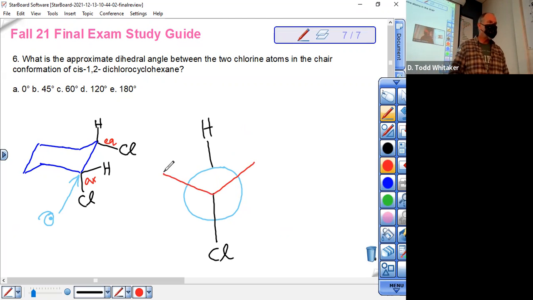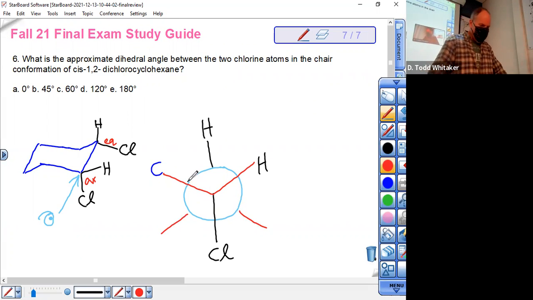Now, on the front carbon, which one of those is to the right? Is it the H or is it the ring? H. Ring carbon to the left. You don't need to draw the whole thing. It's just a carbon over there, right? And on the back carbon, things are evenly spaced as well. And yeah, you want 120, 120, 120, right?